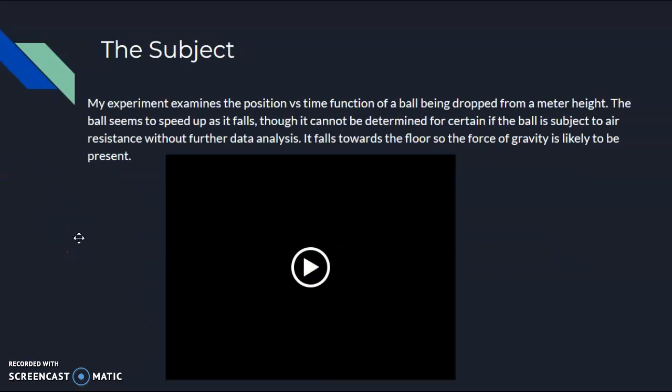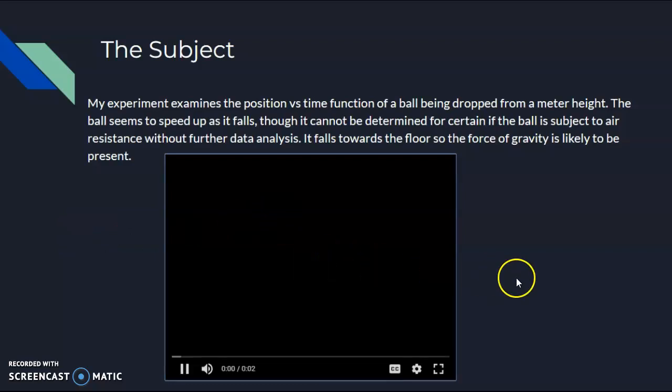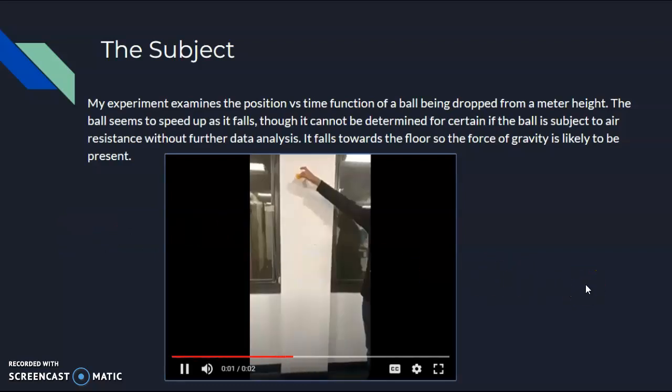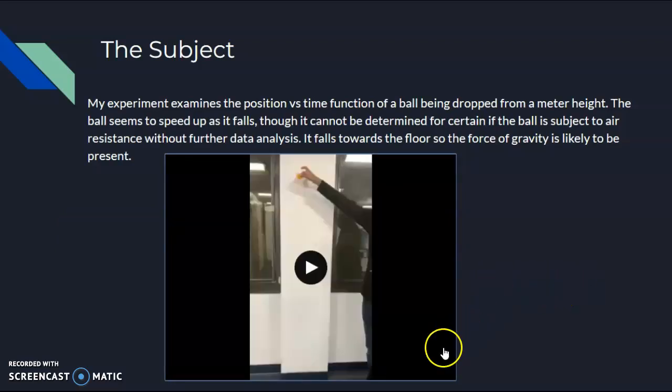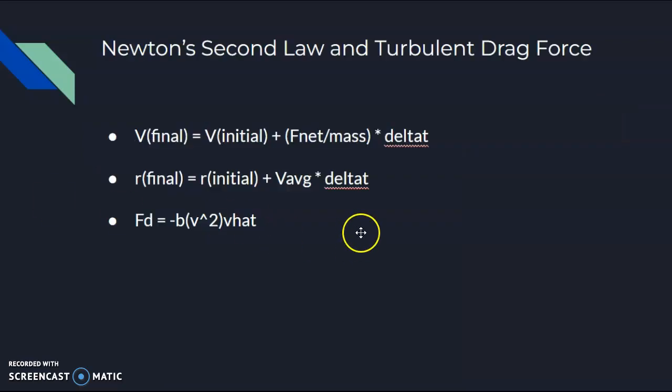Alright, so the subject of my experiment. My experiment examines the position versus time function of a ball being dropped from a meter height. The ball seems to speed up as it falls, though it cannot be determined for certain if the ball is subject to air resistance without further data analysis. It falls towards the floor, so the force of gravity is likely to be present. And I analyzed before the ball bounces, so right when it hits the ground. That's where it ends.